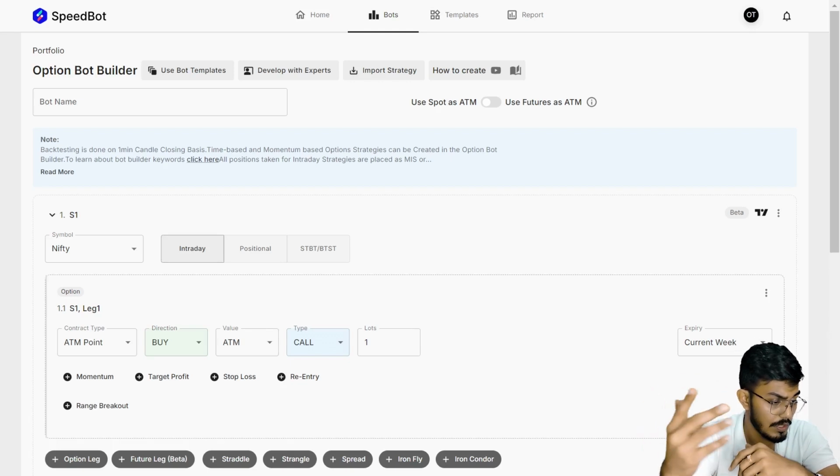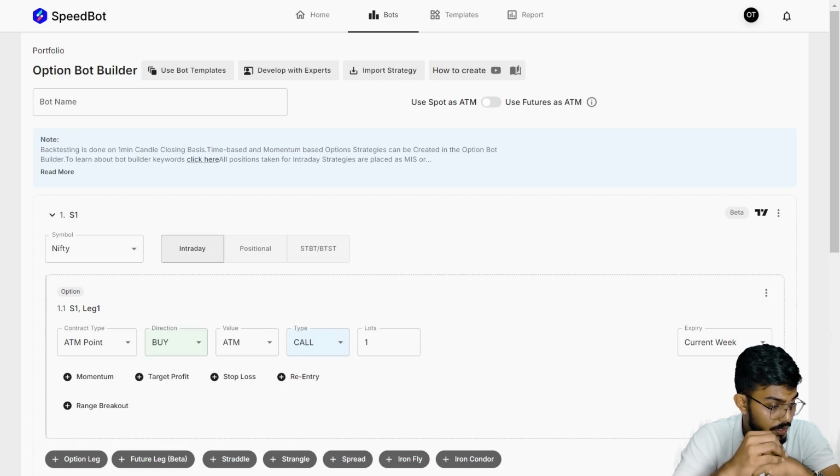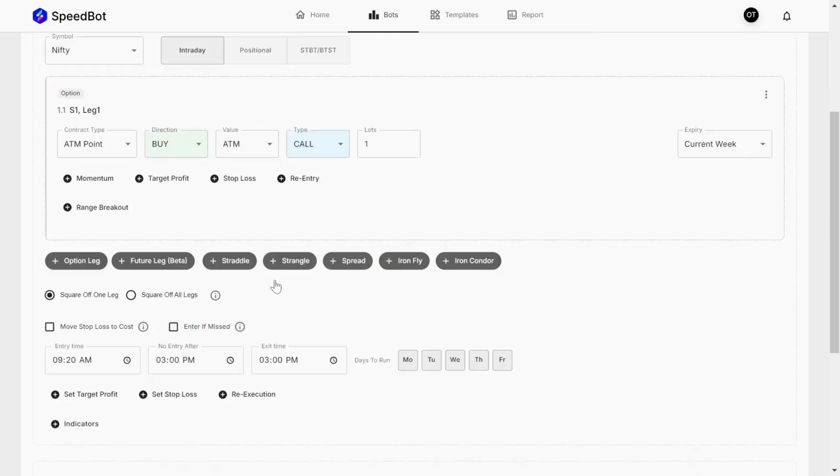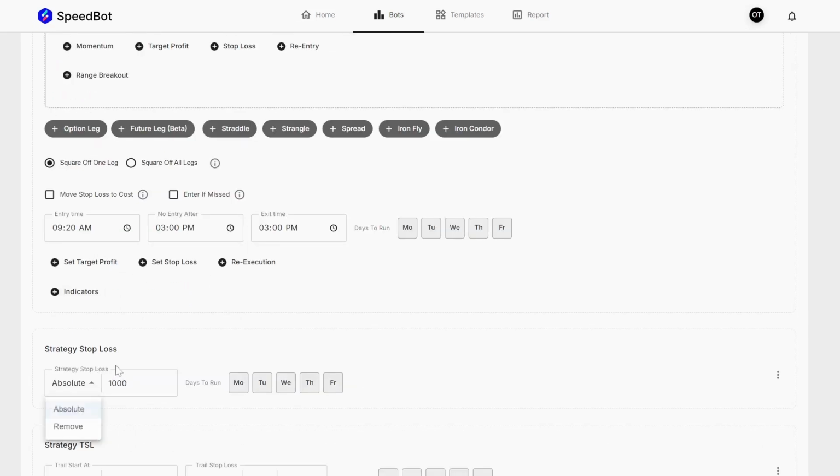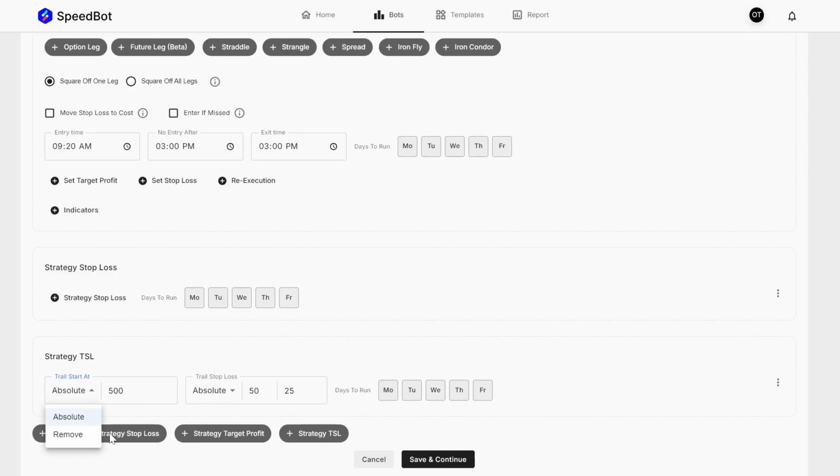Another question he has is, how can I use futures in options trading in the bot builder? To answer your question, Nishant, let me just continue with the same interface. Let me just remove it.